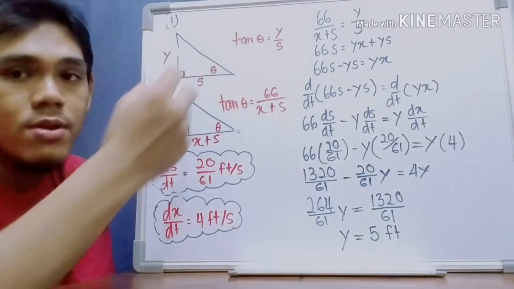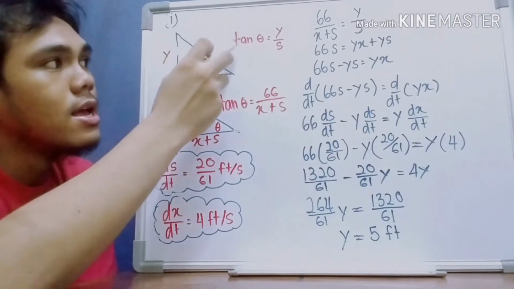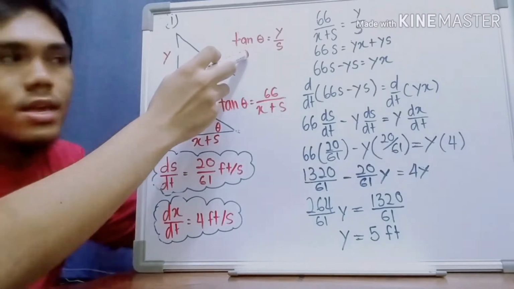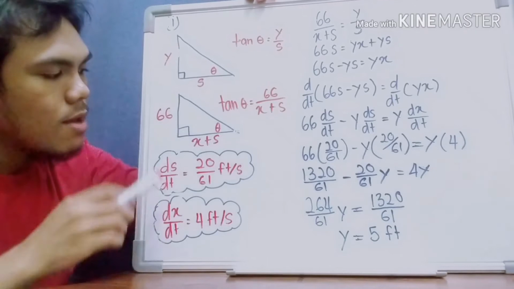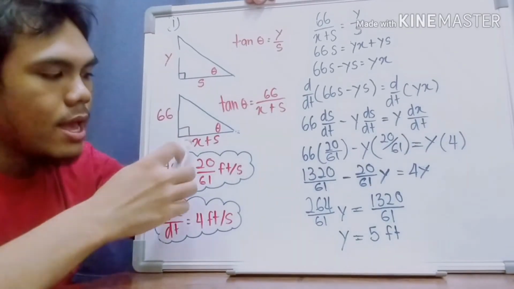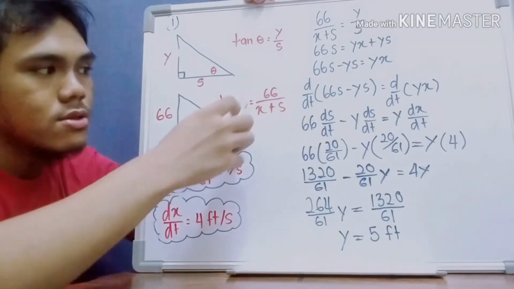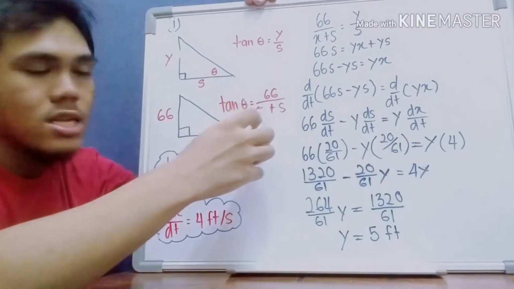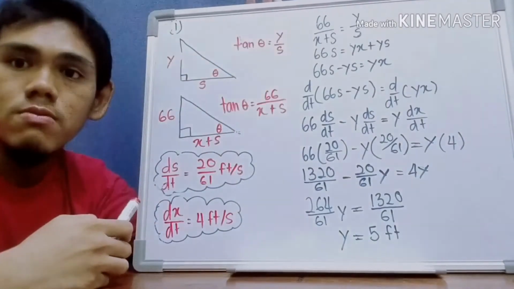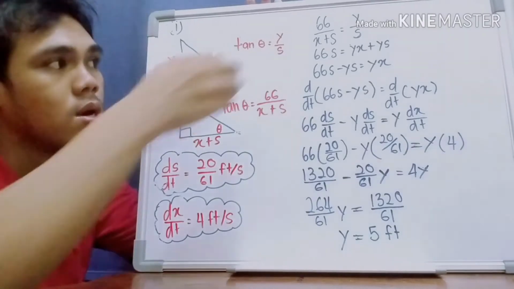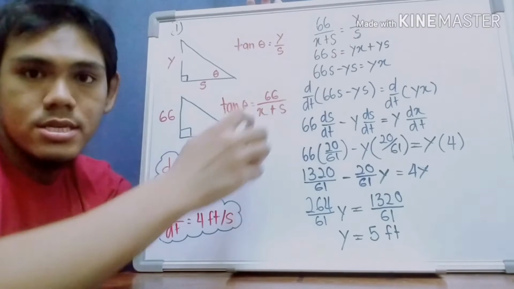The first diagram we label as y, s, and theta, and you can get tan theta equal to y over s. For the second diagram, we label it as 66, x plus s and theta, and we can get tan theta equal to 66 over x plus s. Then these two values need to be equal to each other. So 66 over x plus s equal to y over s.